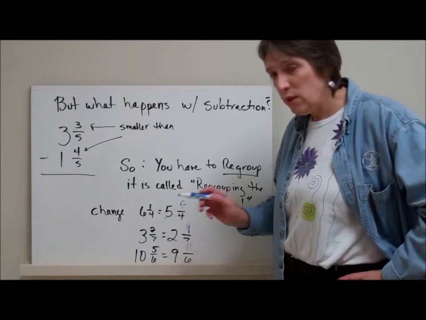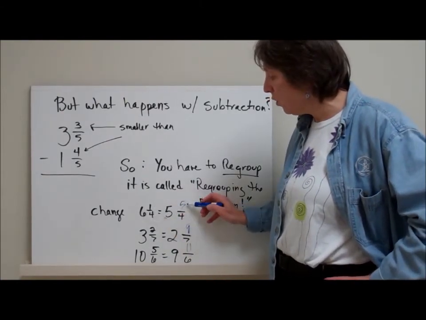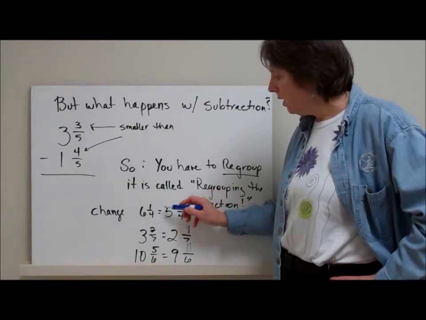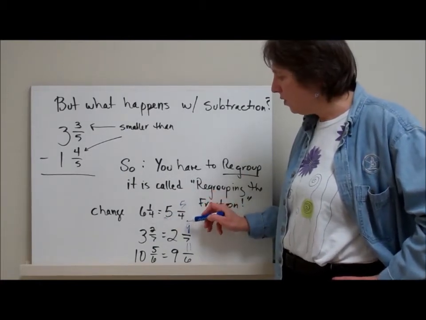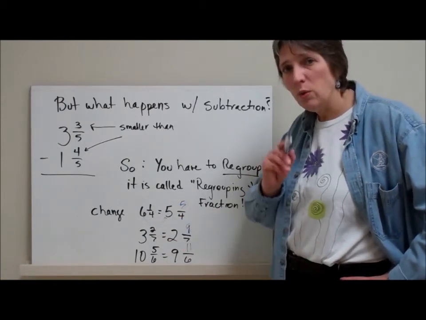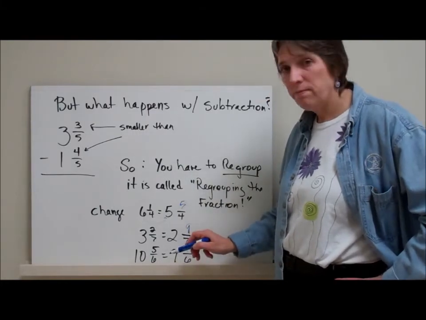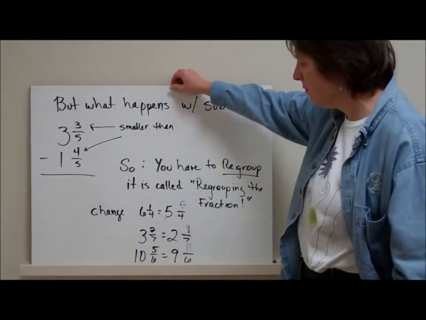Look at the pattern. There's a pattern. When you borrow, you simply add the numerator and the denominator for your new numerator. 1 plus 4 is 5/4. 2 7ths is 2 plus 7 is 9 7ths. This is only when I borrowed. 5 plus 6 is 11 6ths. Now let's go back and do this problem.